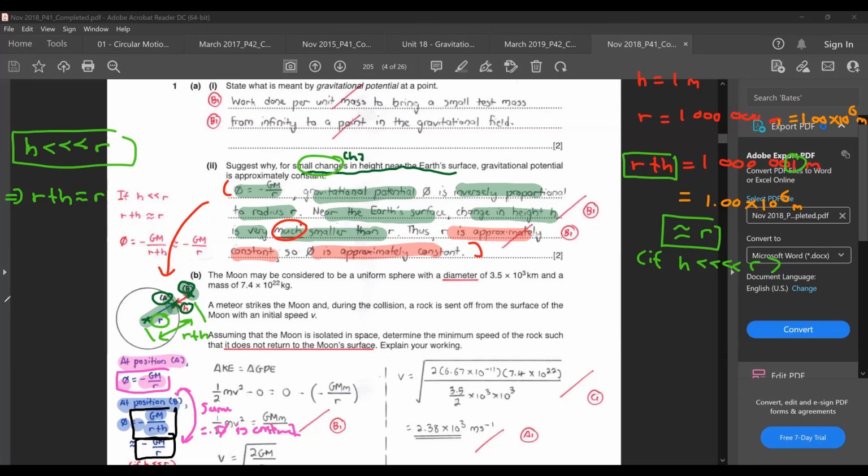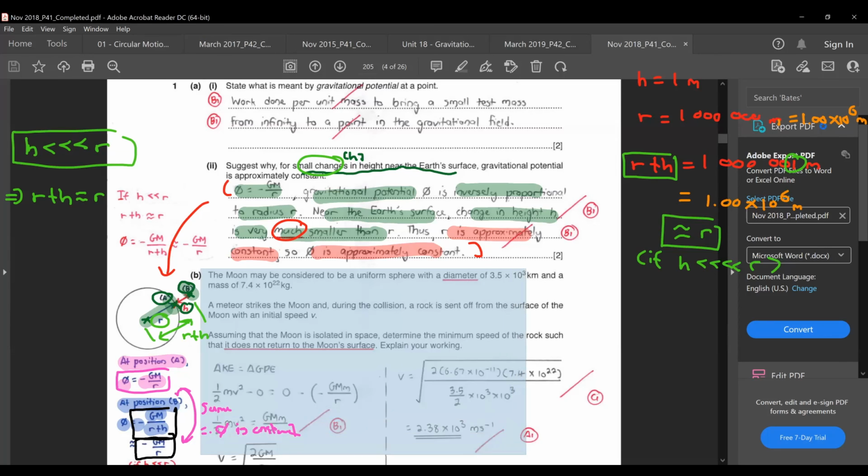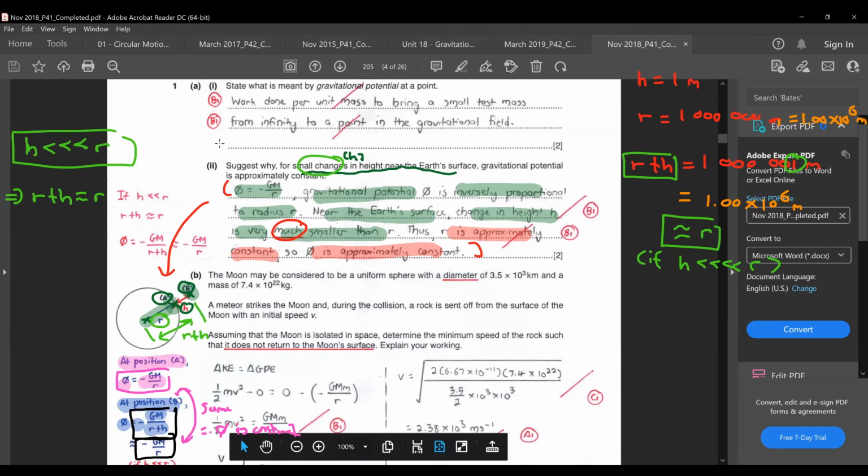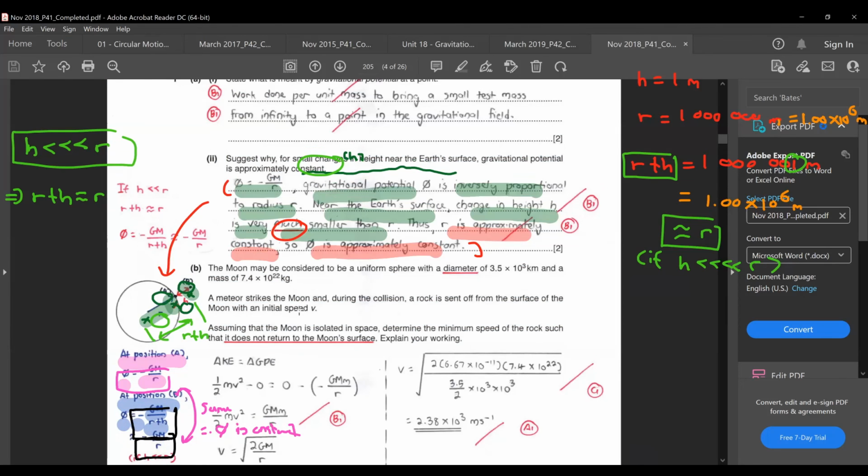There's also supposed to be another question that I was planning to do with you today that explains why gravitational field strength is constant near the Earth's surface. But this one, I think I have to leave it for the next lesson. Okay, but never mind. We can still finish off part B here at the very least. Okay, so part 2 I think should be okay. Then we move on to part B.